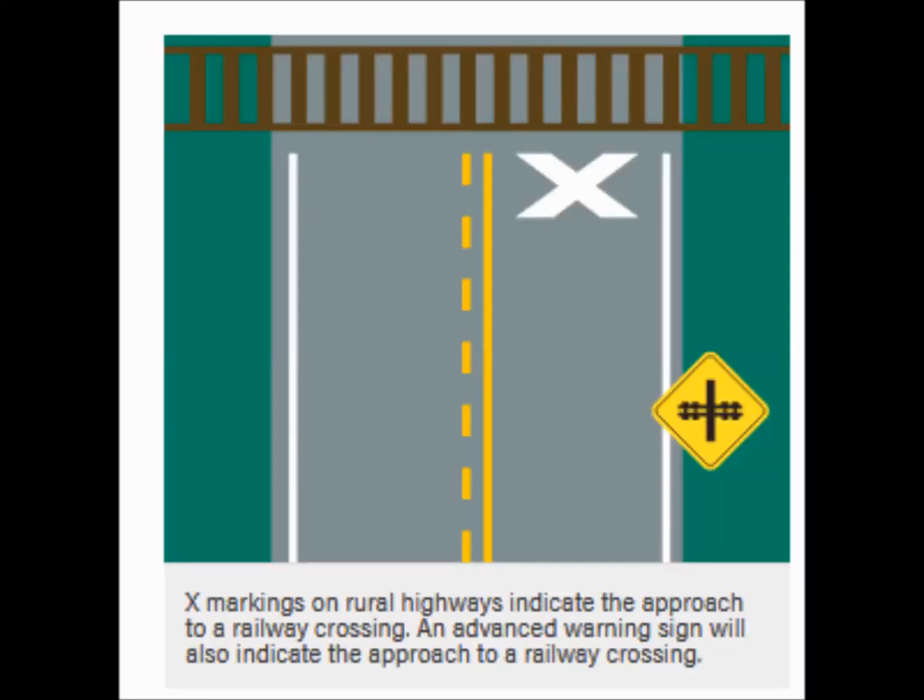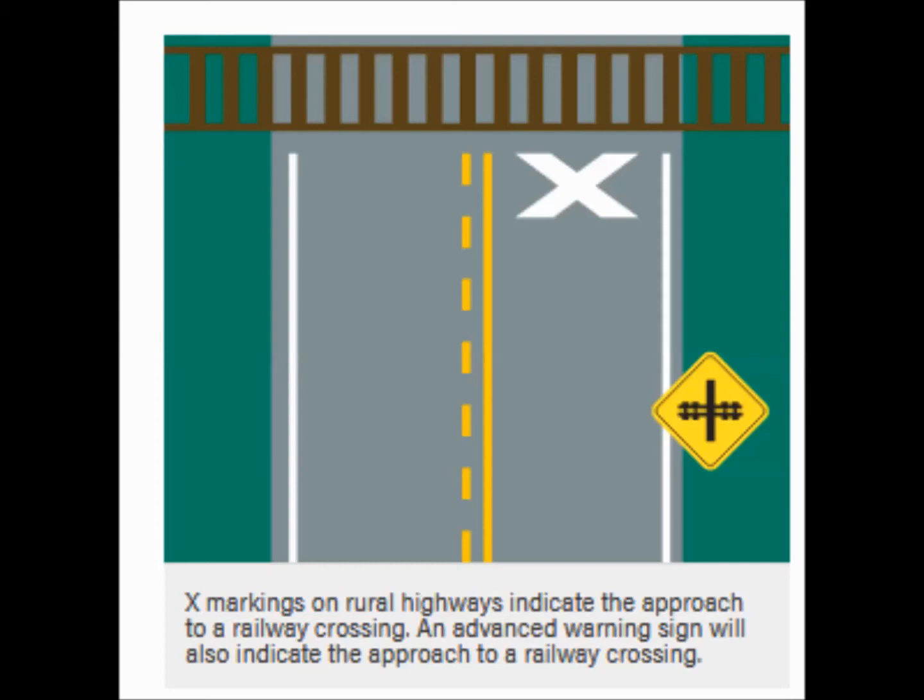X markings. X markings on rural highways indicate the approach to a railway crossing. An advanced warning sign will also indicate the approach to a railway crossing. Image description. A gray rectangle symbolizing a road going vertical. Horizontally across it is a depiction of railway tracks.